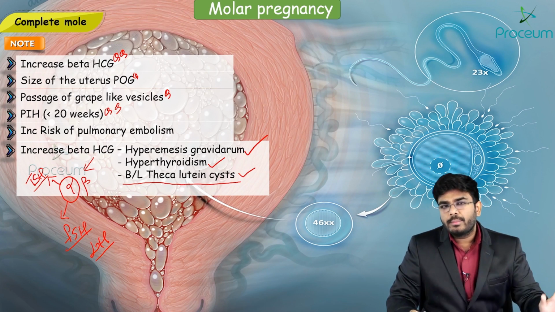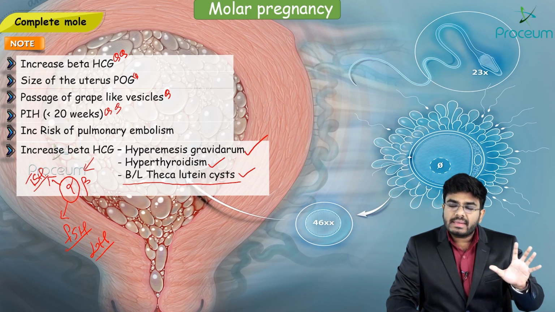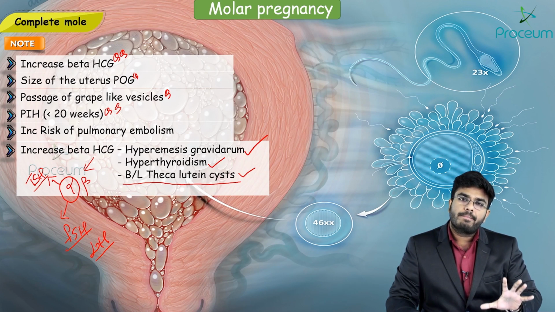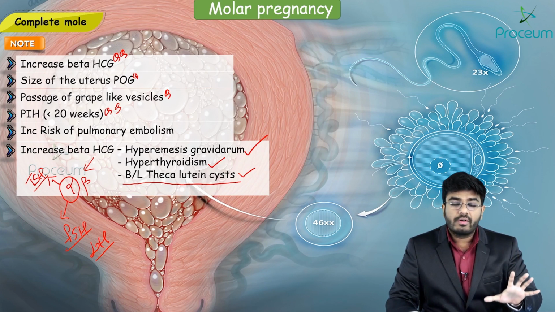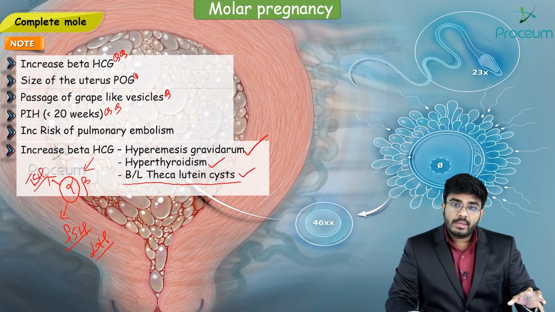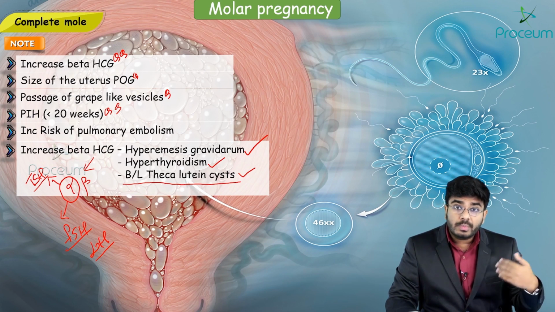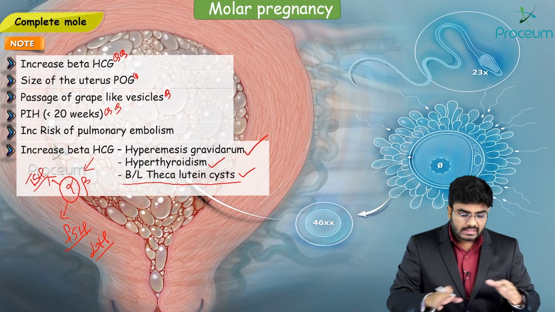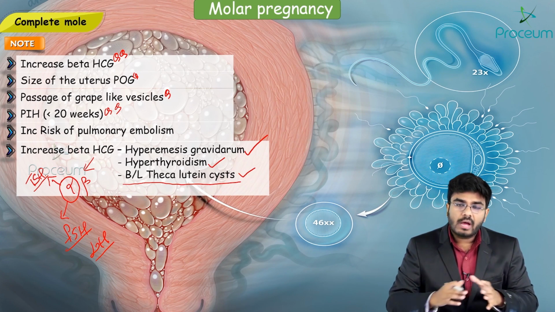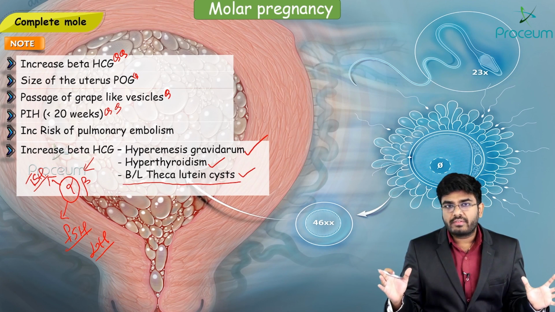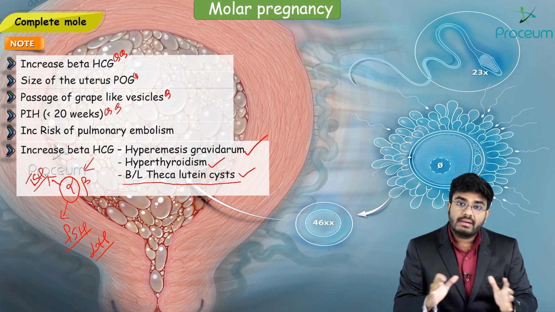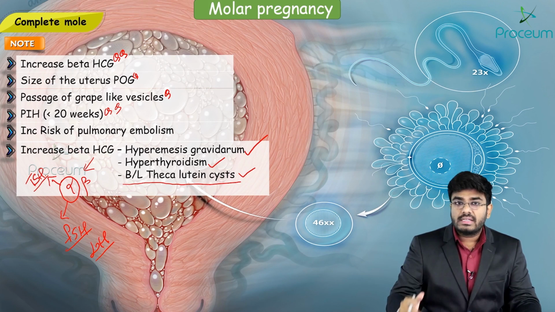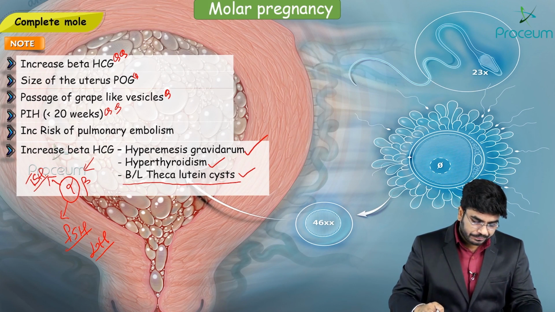Why is there a complete mole? Whenever an empty ovum is fertilized by a single sperm, and the genetic material in the sperm is duplicated, that's androgenesis. The resultant product will be a complete mole, with abnormal trophoblastic proliferation, the entire uterine cavity occupied by grape-like vesicles, and prune juice discharge.